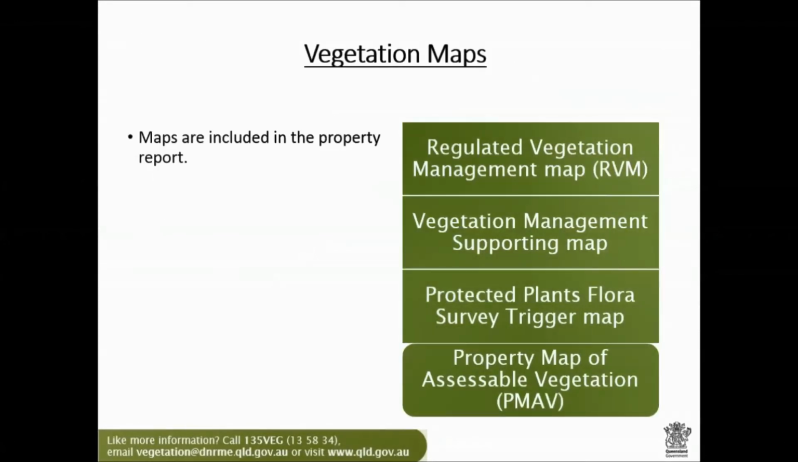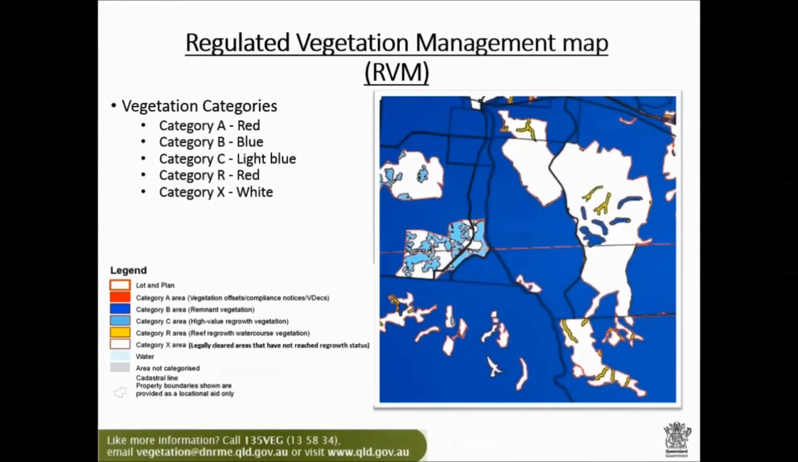So you get your regulated vegetation map, your vegetation management supporting map, so your regional ecosystem map. There'll be a protected plants flora survey trigger map. So that's the Department of Environment and Science side of things. And you'll find out whether you've got a property map of accessible vegetation, and that'll be attached if you do have one.